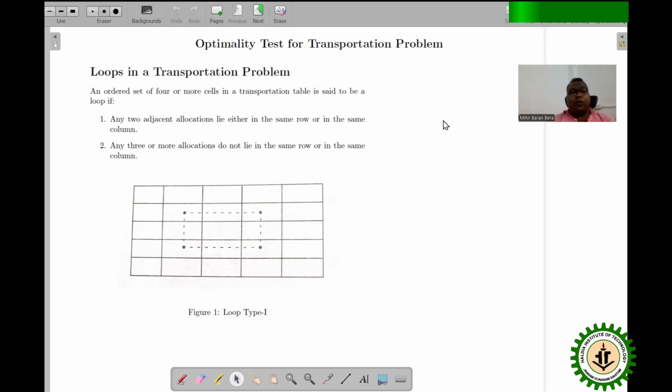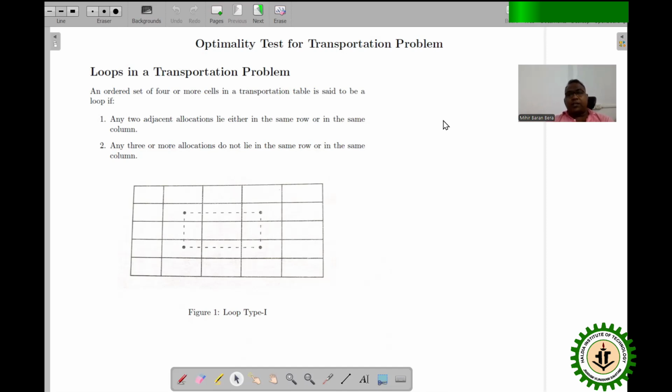So in the previous problem I chose, we saw that in the first step, after getting the initial basic feasible solution, when we went for the optimality test, we got all delta ij greater than 0, which indicates that the initial basic feasible solution was the optimum solution as well as a unique solution.